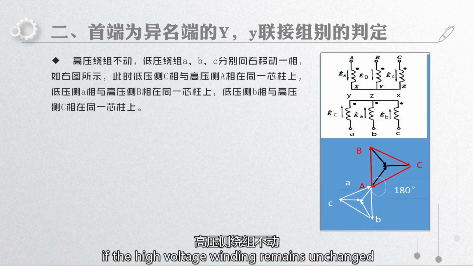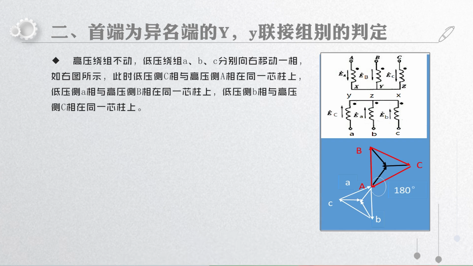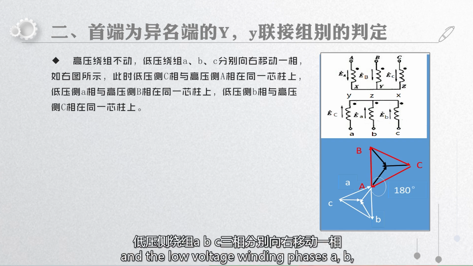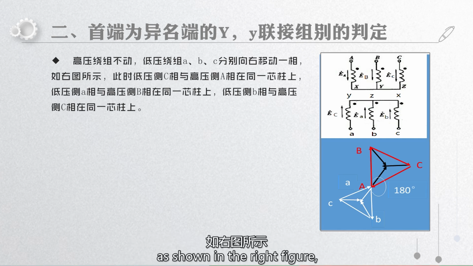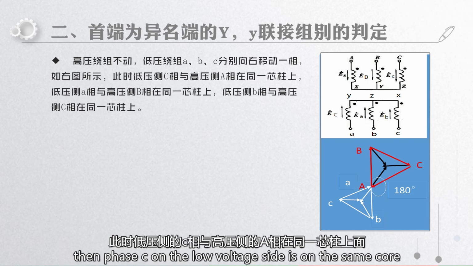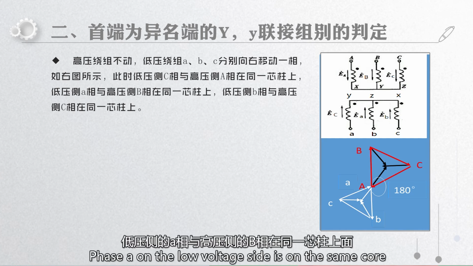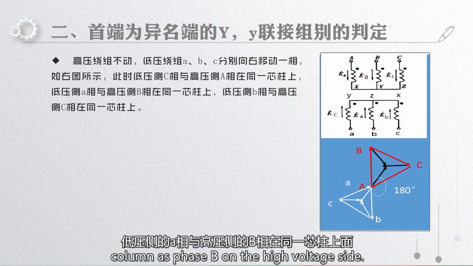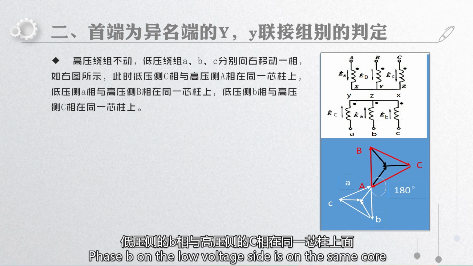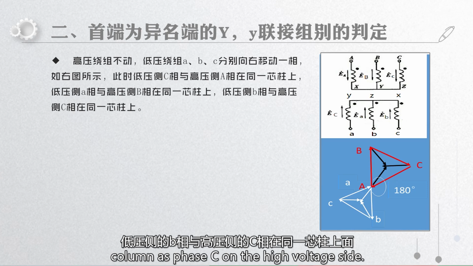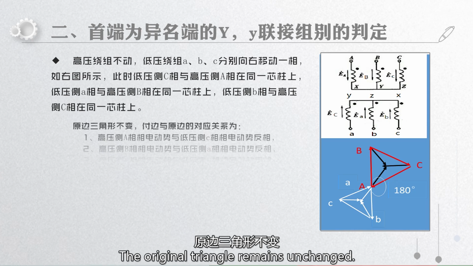Similarly, if the high voltage winding remains unchanged and the low voltage winding phases A, B, and C each move one position to the right, as shown in the right figure, then phase C on the low voltage side is on the same core column as phase A on the high voltage side. Phase A on the low voltage side is on the same core column as phase B on the high voltage side. Phase B on the low voltage side is on the same core column as phase C on the high voltage side. The original triangle remains unchanged.